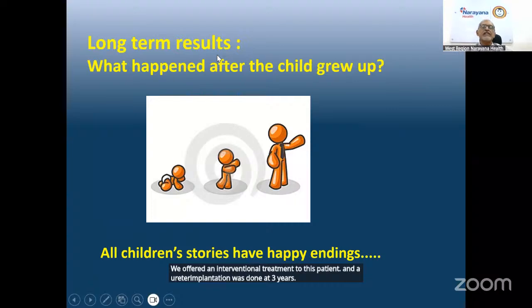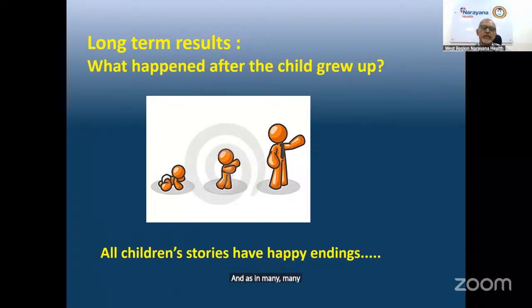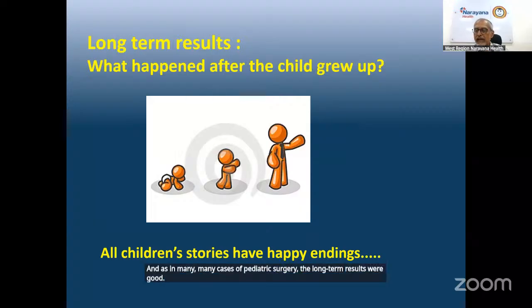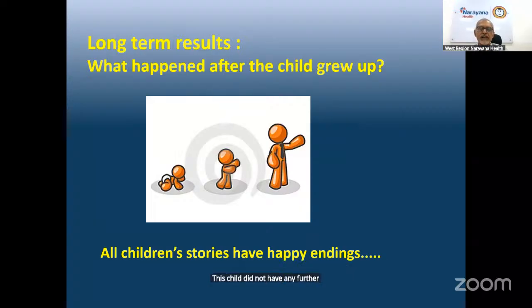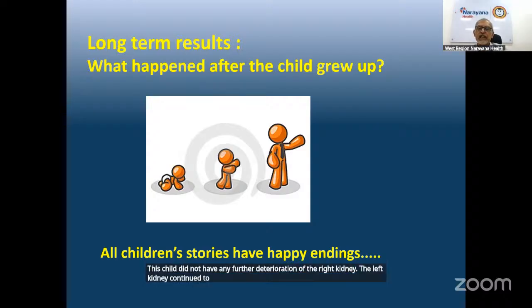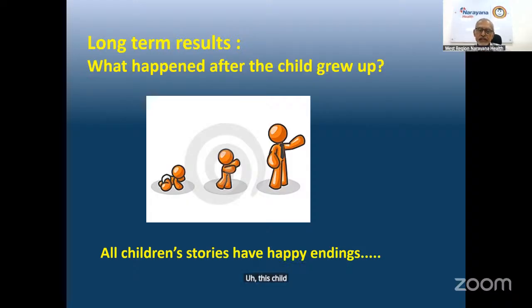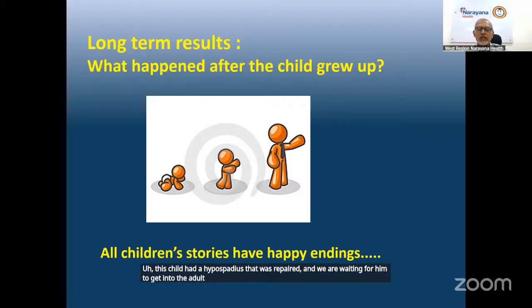And as in many, many cases of pediatric surgery, the long-term results were good. This child did not have any further deterioration of the right kidney. The left kidney continued to be poor, but this child never had hypertension. This child had a hypospadias that was repaired, and we are waiting for him to get into the adult age.